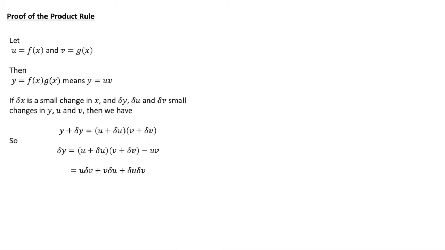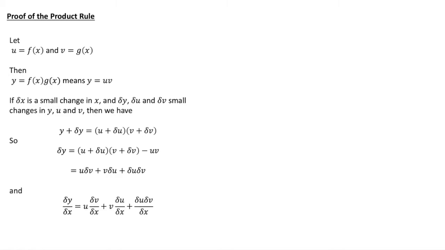Then if we were to open that bracket, we'd get four terms, which would be uv, u delta v, delta u times v, and delta u times delta v. But the first of those terms, which is uv, we've got to take away uv there, so what we're left with is the u delta v plus v delta u plus delta u delta v.